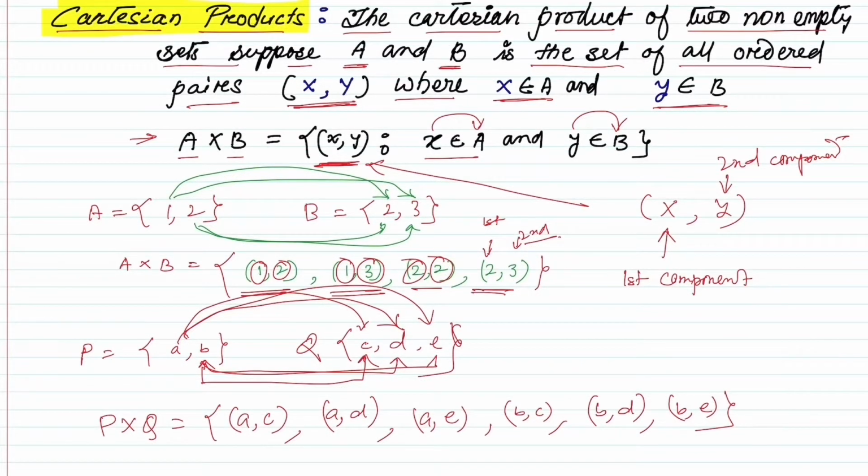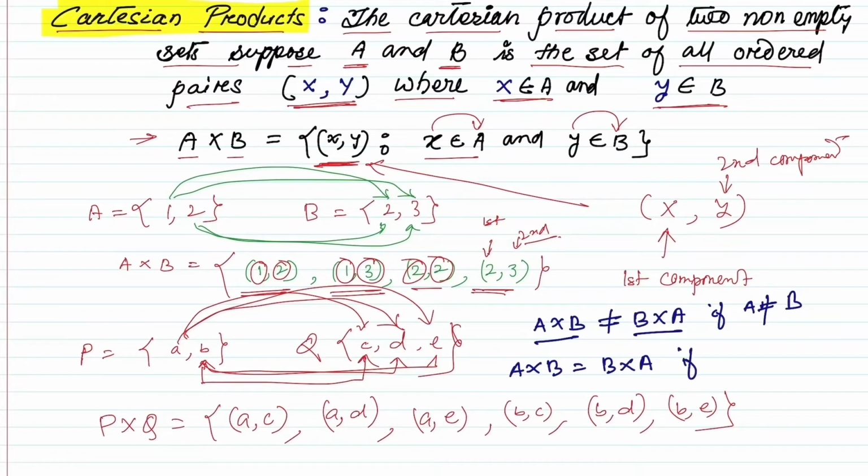Most importantly, remember one thing: A cross B is not equal to B cross A. If A and B are two different sets and they are not equal, then A cross B and B cross A cannot be equal. It is possible for A cross B to equal B cross A if and only if A is equal to B. So remember these things.